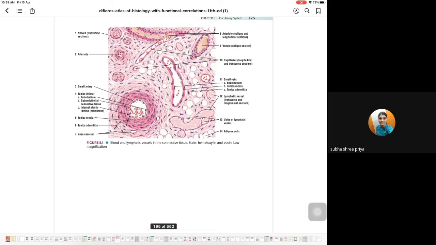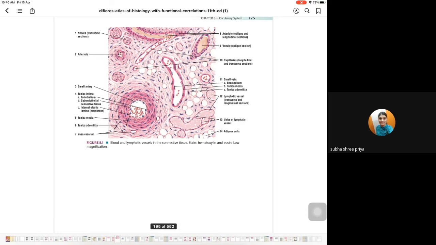And we are seeing a small vein which has endothelium, tunica media and tunica adventitia. We are seeing lymphatic vessels also in transverse and longitudinal sections, and valves of lymphatic vessels, and lastly adipose tissue. Valves can be seen in lymphatics. What other vessel can have valves, Subha? Veins also have valves. Yes, okay, veins and lymphatics.